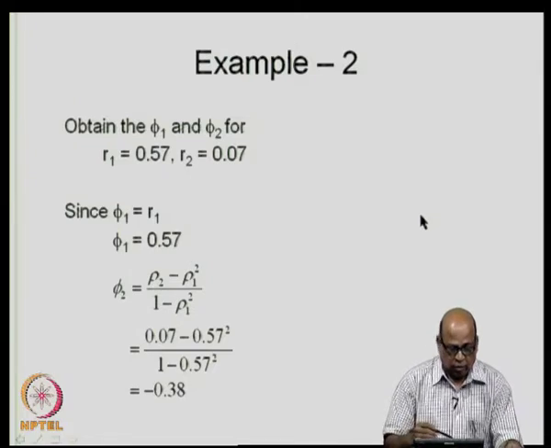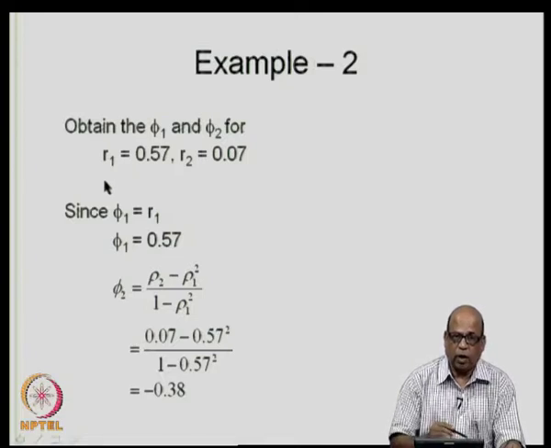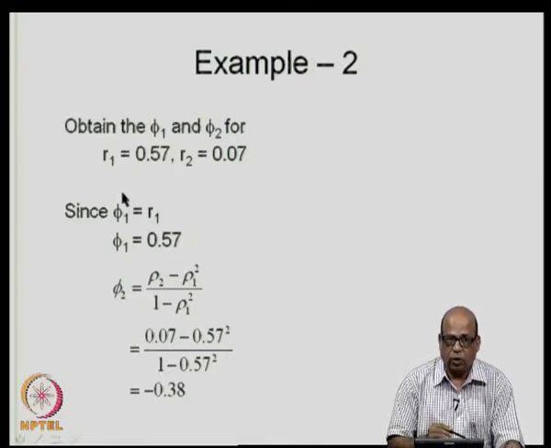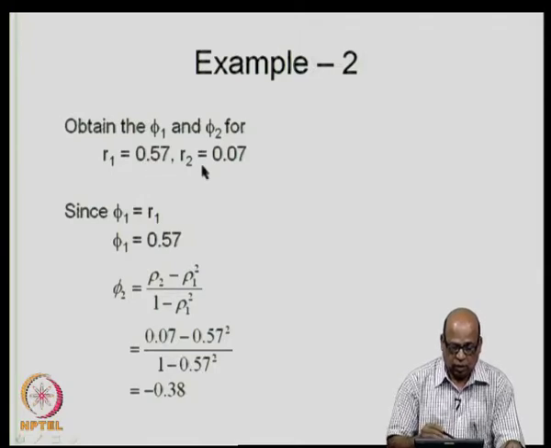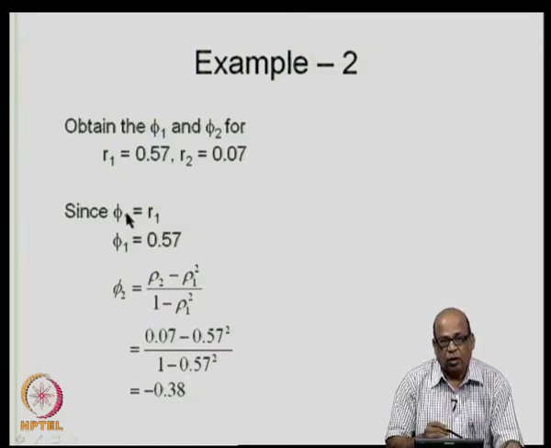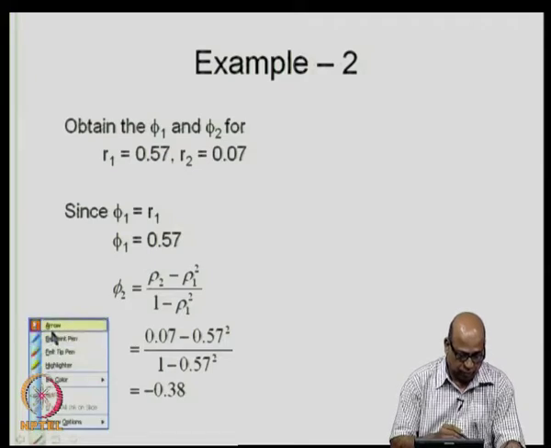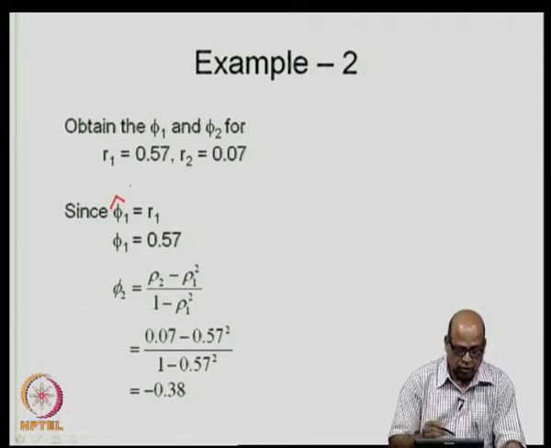Let us see from the data, let us say that you have R 1, which is an estimate for the lag 1 correlation, as 0.57, and R 2, which is an estimate for rho 2, the lag 2 autocorrelation, as 0.07. Then phi 1, which is the partial autocorrelation of order 1, is simply equal to R 1. So, you can put a cap here, phi 1 cap is equal to R 1, this is the estimate.